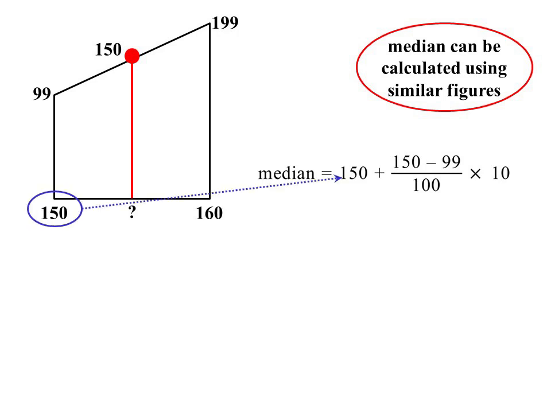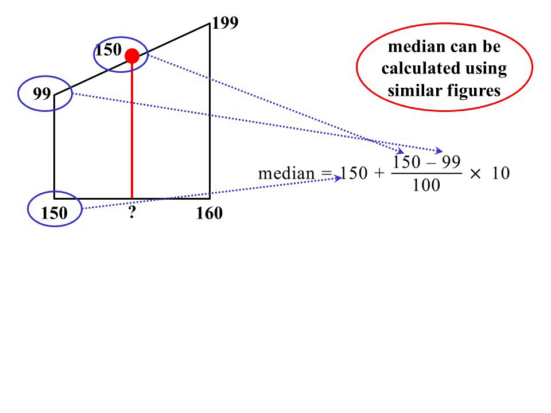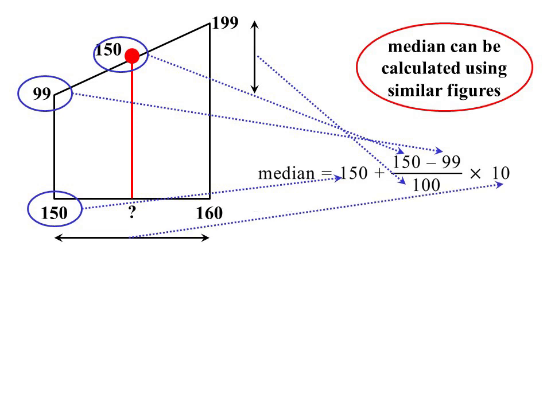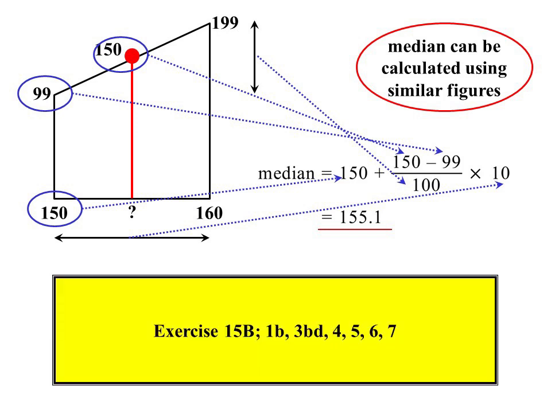I'm going from 150. I want to know what ratio that is of this 10. What fraction of the width? So what fraction of 10? I know that I've gone from 99 to 150. The ratio, well, there's the difference. The Y values have gone from 99 to 199, which is 100. So that ratio is what I'm looking for. And it turns out to be very close to 155, but it's 155.1. That'll do it.